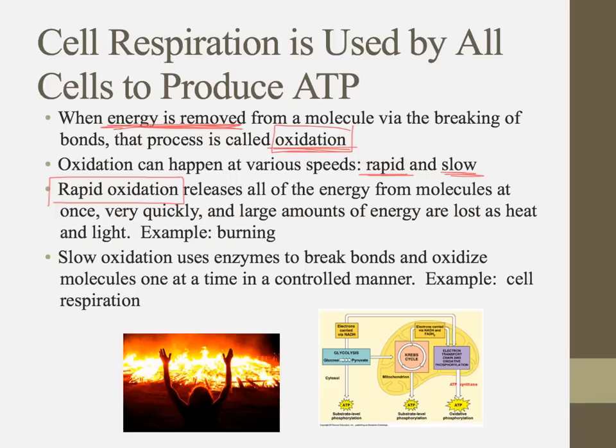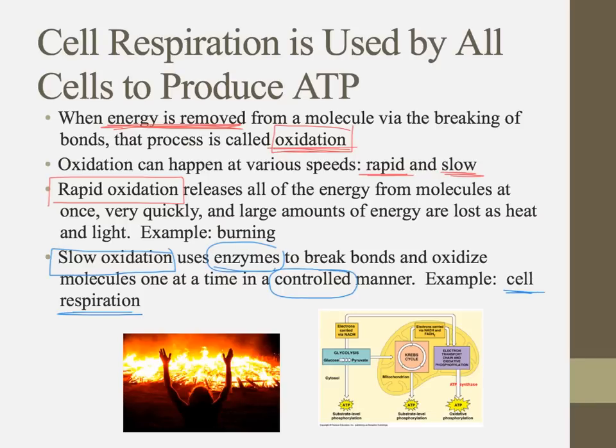But in our cells, from a biochemical standpoint, slow oxidation is much more efficient, okay? And so this is what we're going to use in cell respiration, is slow oxidation. So here we're using enzymes. Remember, enzymes is always the answer, okay? To break bonds and to oxidize molecules one at a time in a very controlled manner, okay? And that's because it's a lot more efficient when we just pick apart those molecules through the use of enzymes, okay, and harness that energy a little bit at a time.